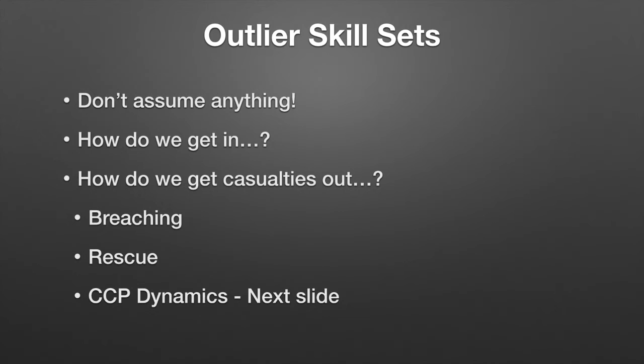So breaching, rescue. We may have to breach on our way out during evacuation because we may want to go out a different way. Maybe it's just not smart to go back out with casualties the way that we were able to breach in. Have that breaching capability, have that rescue capability, and know your casualty collection point type of dynamics.